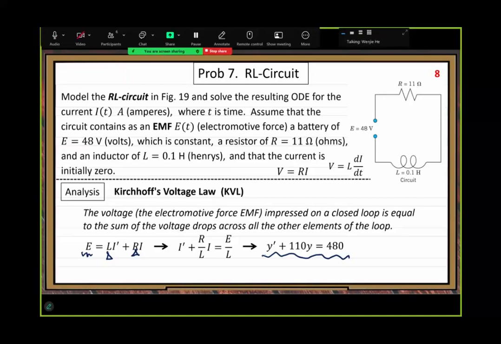So this one, can you solve it? Is it a separable one? Is this a separable ODE? It's a simple separable ODE, right? So you can solve it as a simple separable ODE, and that's all we need.